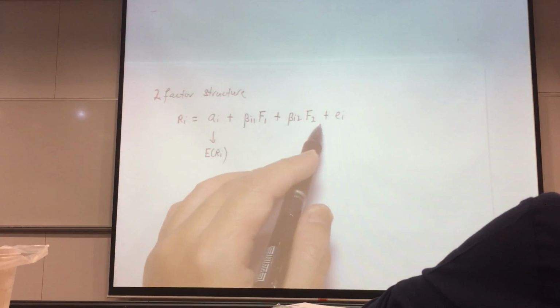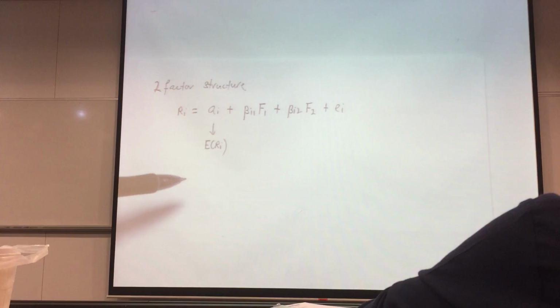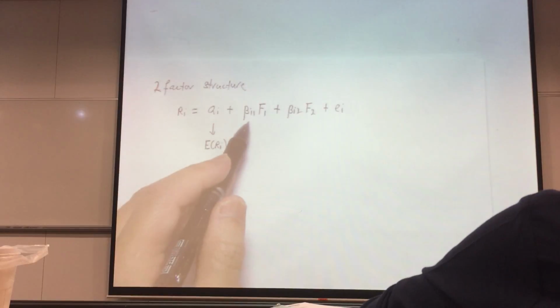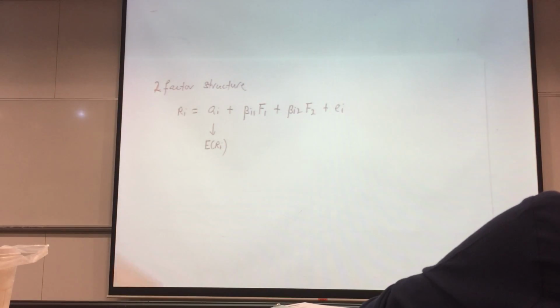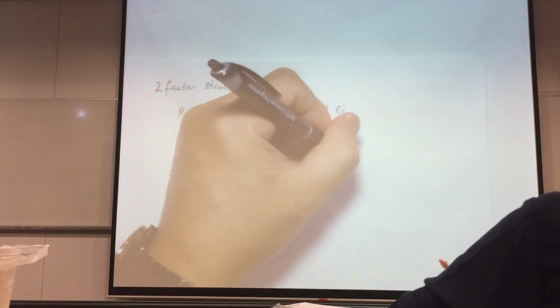For a 3-factor structure, you just include one more term, beta i3 times F3. Understand now? So if this is the factor structure in explaining the asset return, then all assets' returns can rely on this, so long as you know the beta of the asset. So for example, right, you have a stock A and a stock B.